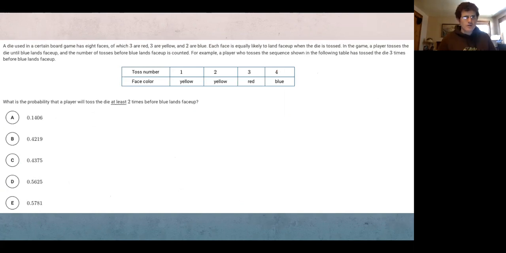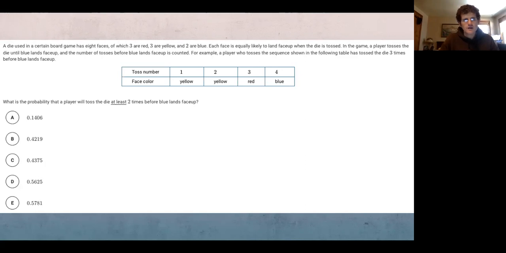A die used in a certain board game has 8 faces, of which 3 are red, 3 are yellow, and 2 are blue. Each face is equally likely to land face up when the die is tossed. In the game, a player tosses the die until blue lands face up, and the number of tosses before blue lands face up is counted. For example, a player who tosses the sequence shown in the following table has tossed the die 3 times before blue lands face up. All right, and that's just all set up for this question. What is the probability that a player will toss the die at least 2 times before blue lands face up?